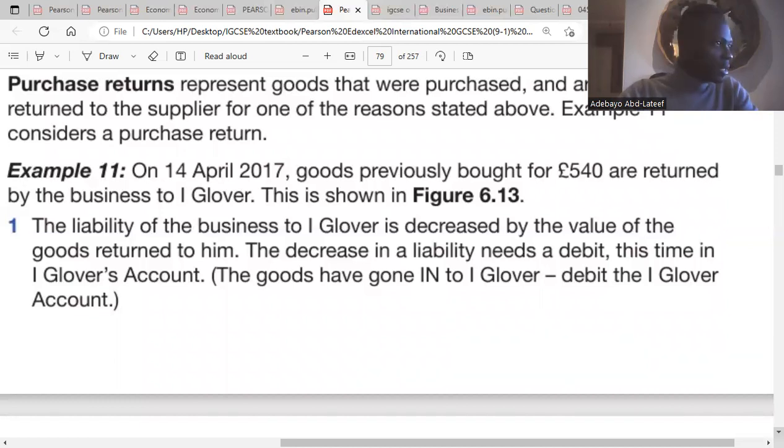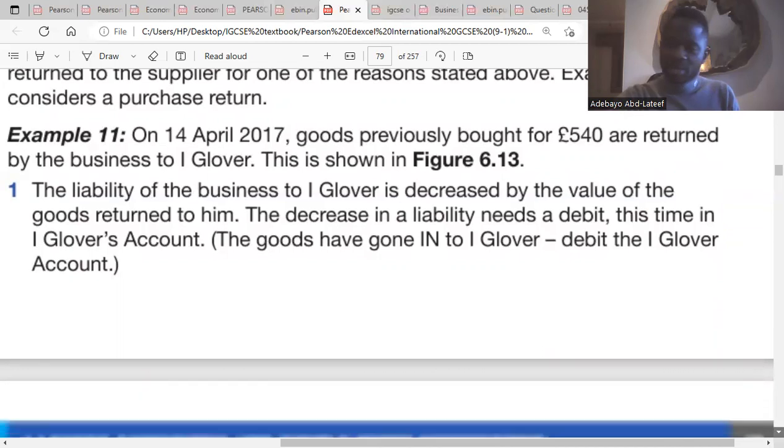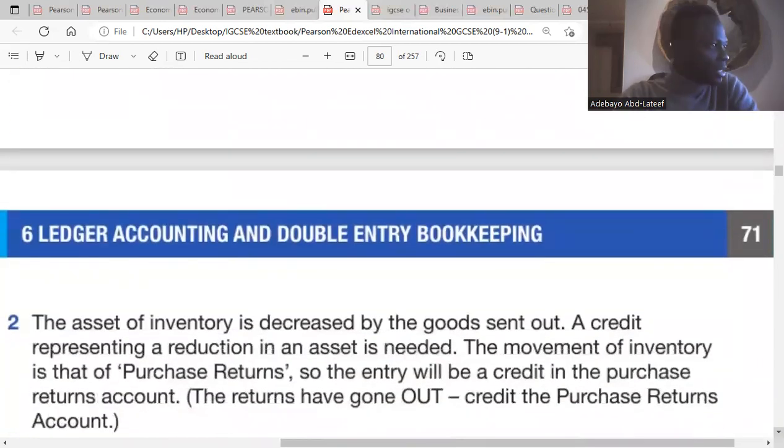So for the liability, because iGlover is receiving the goods from us, the T account there will be in for iGlover. That means we have to debit iGlover's account for the liability. I think it's clear. Then the asset of inventory that has reduced, that means the purchases returns account. We have to open a purchases returns account and we'll continue with iGlover's account, because we already have iGlover's account with the record from when we purchased the goods. And the purchases returns account is going to be the new account we're opening.